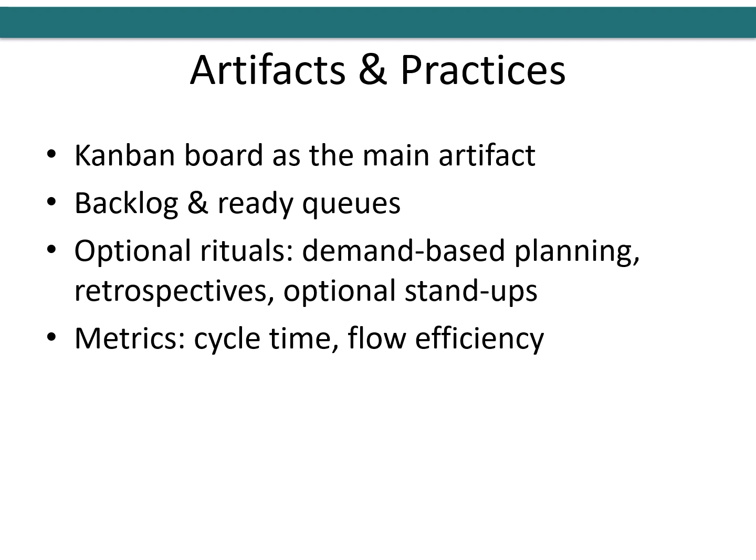Next, I'd like to discuss artifacts and practices. The Kanban board is the central artifact providing a visual representation of work at every stage. Teams also maintain backlog and ready queues to organize tasks and manage workflow efficiently. Rituals are optional. Some of these can include planning on demand when the ready column is low, retrospectives to evaluate workflow and performance, and daily stand-ups, which are not mandatory but can be used if helpful. Key metrics tracked include cycle time and flow efficiency, helping teams identify bottlenecks and improve overall performance.